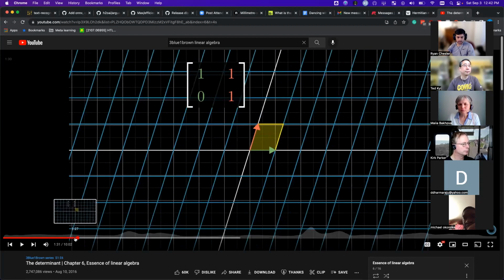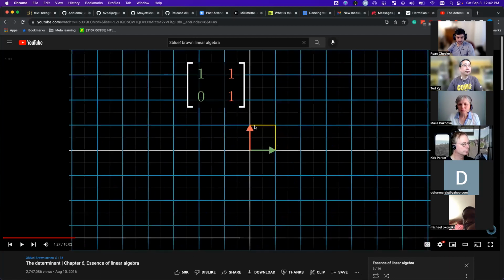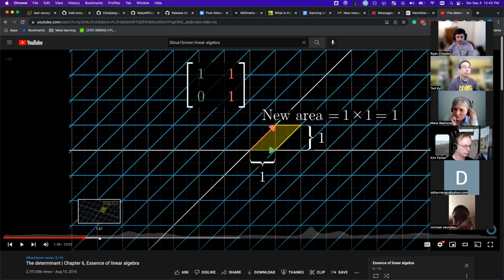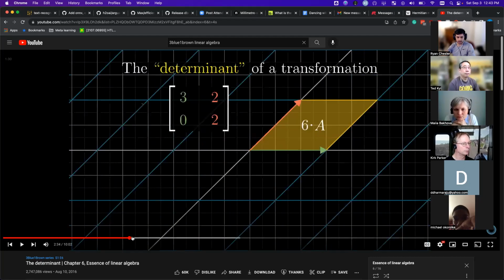Basically the way they described it is you've got this unit square, and with this, the determinant is telling you how the area is going to be affected. They can do this shear effect, and it's still a 1 by 1 technically, so it's got area of 1, so the determinant is still 1. But then you can do something like this, you're actually changing the magnitude on top of that shear, and all of a sudden you have 6 times the area of whatever you had.